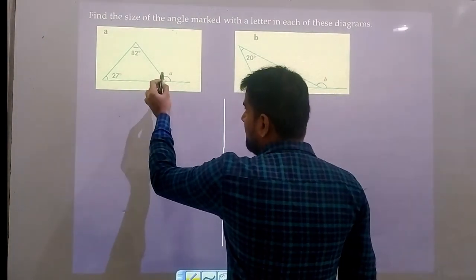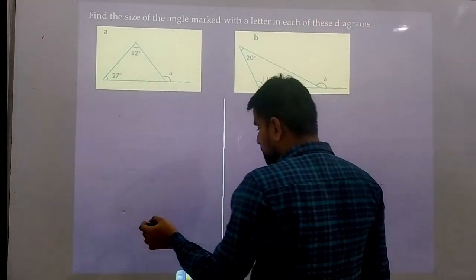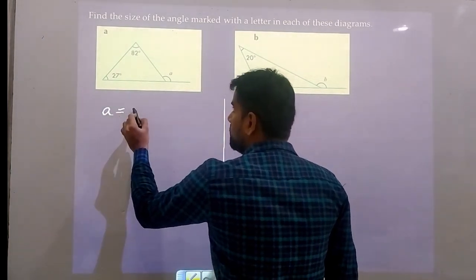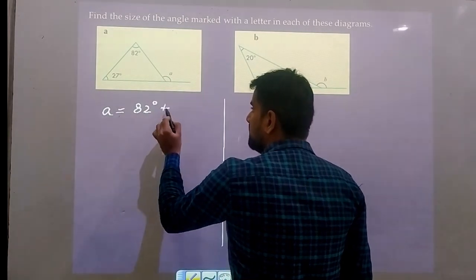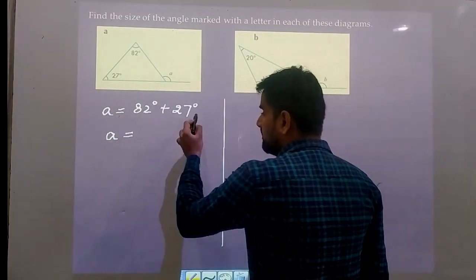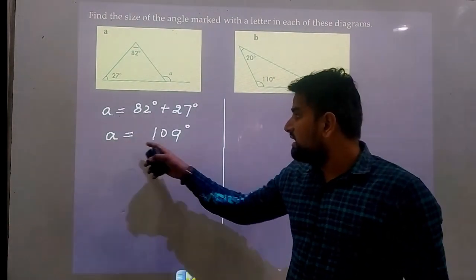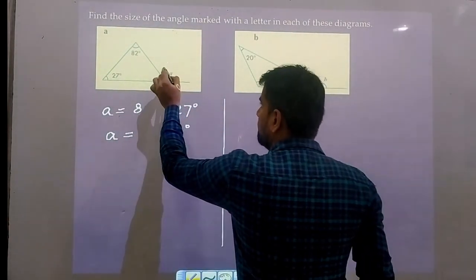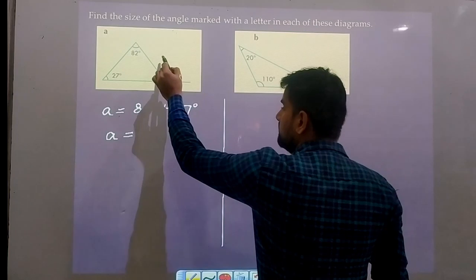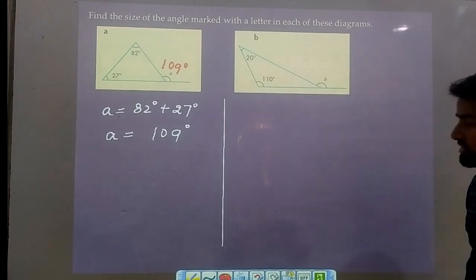Here, I already told you that this external angle is equal to the two opposite interior angles. It's a basic feature that angle A is equal to 82 degrees plus 27 degrees. So angle A equals 109 degrees. Here I can clearly say that this angle A is equal to 109 degrees. Now let's take question number B.